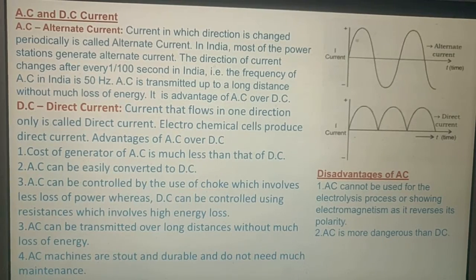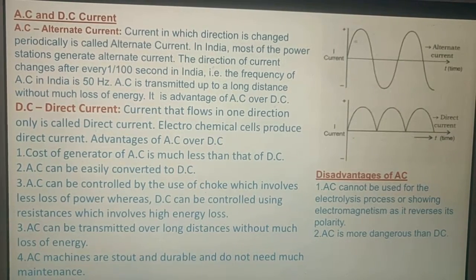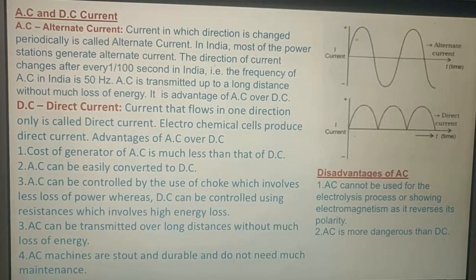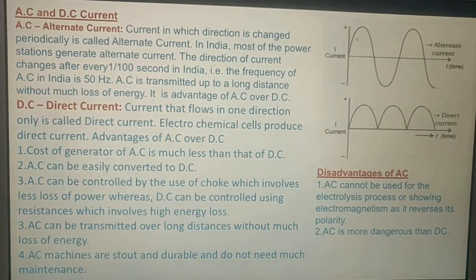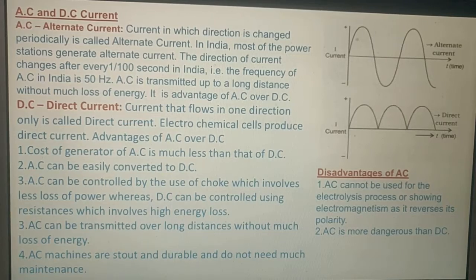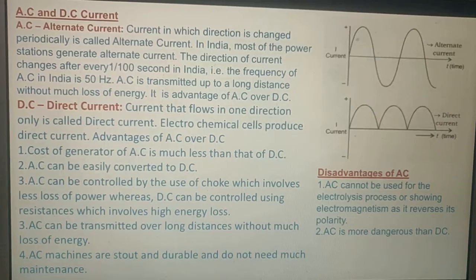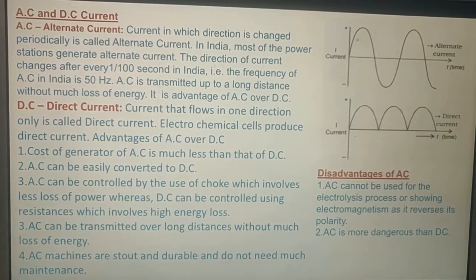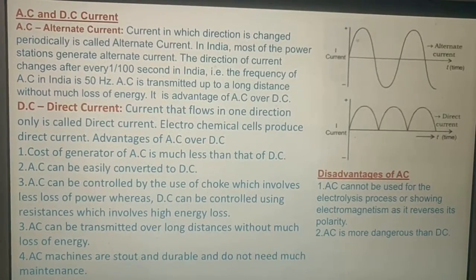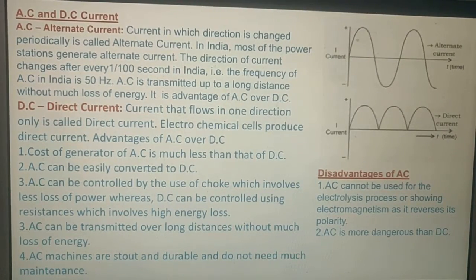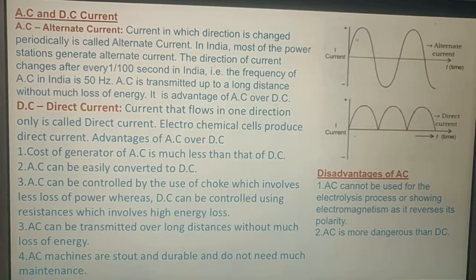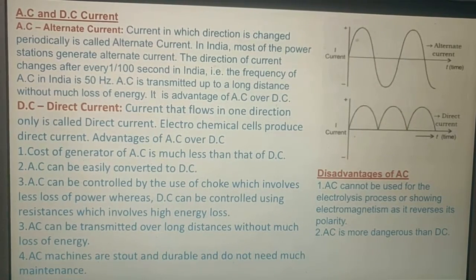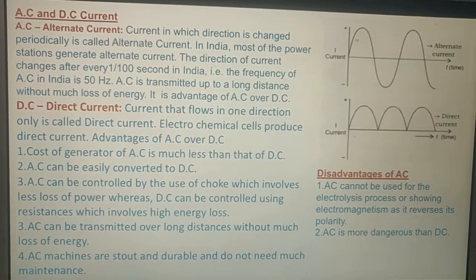AC can be easily converted to DC. AC can be controlled by use of a choke, which involves less loss of power, whereas DC can be controlled using resistances, which involves high energy loss. AC can be transmitted over long distances without much loss of energy. AC machines are stout and durable and do not need much maintenance.